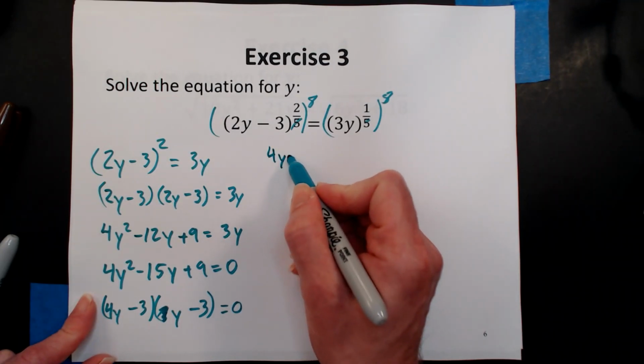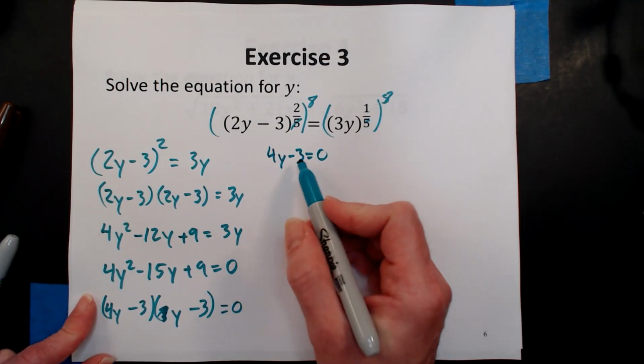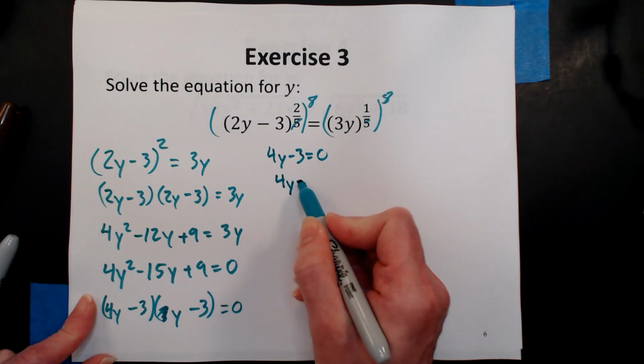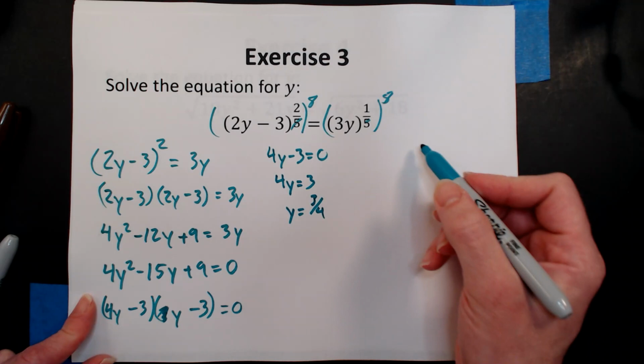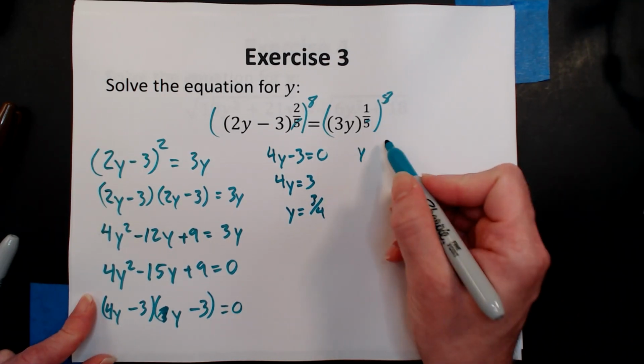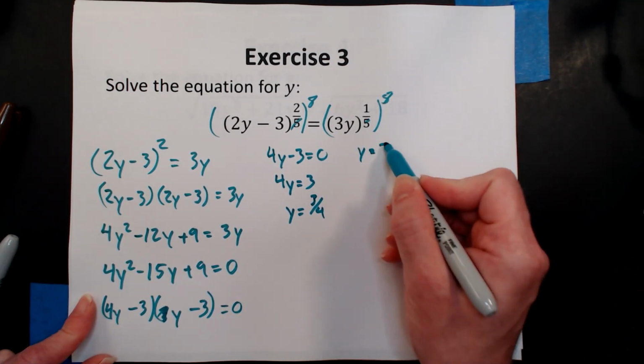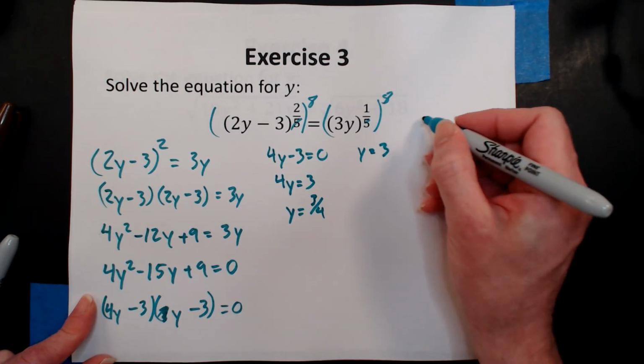So I'm going to have 4y minus 3 equals 0. And once again, if you're having trouble factoring, please contact me. I'll be happy to go through it with you. And I get 3/4 for one of my answers, and then for the other one, I'm going to get y equals 3. So we still want to check these.